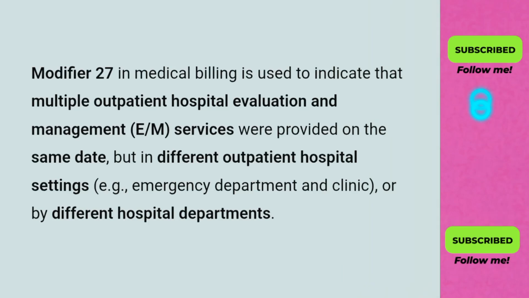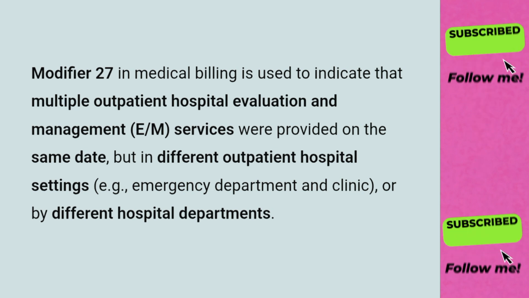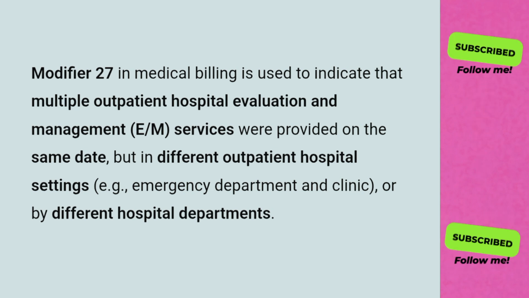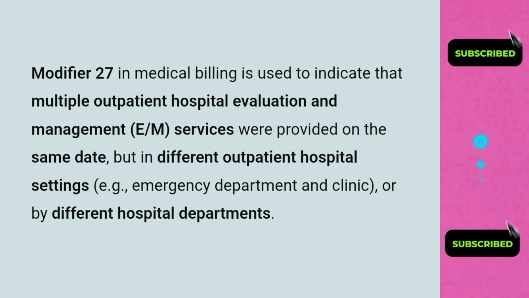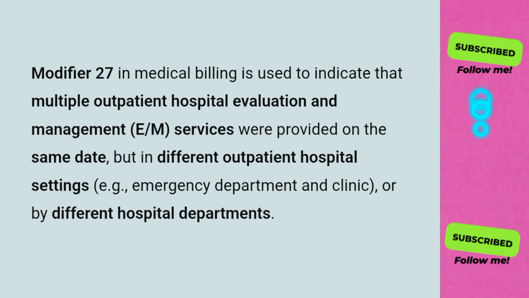Today I'm going to discuss Modifier 27 in medical billing. Modifier 27 in medical billing is used to indicate that multiple outpatient hospital evaluations and management services were provided on the same date but in a different outpatient hospital setting, for example, emergency department and clinics, or by different hospital departments.